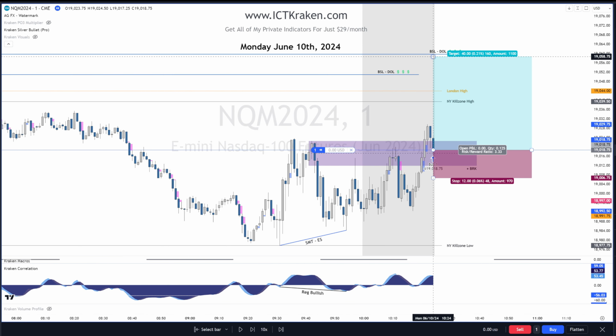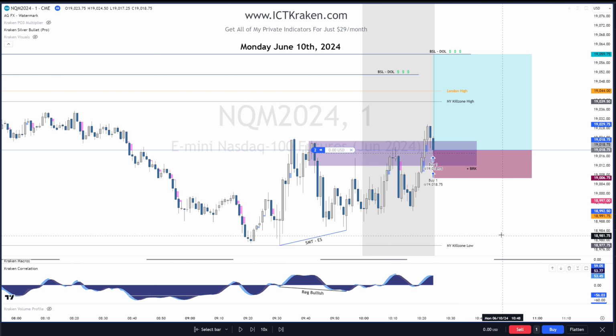So my draw is still here. So I'm going to go with, okay, 41. Perfect. Right there for that draw on liquidity. This would be where I would take a partial. So let's buy 2 here so I can show you where I'd take a partial. Okay, so now let's do a stop loss here and a target here. Okay.